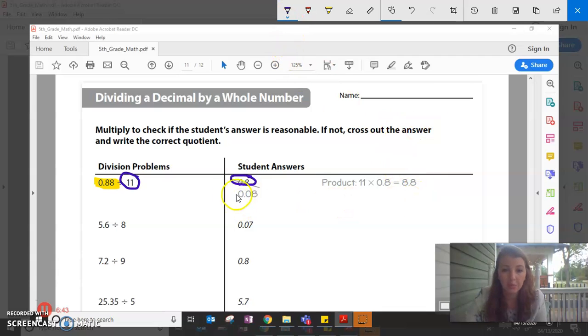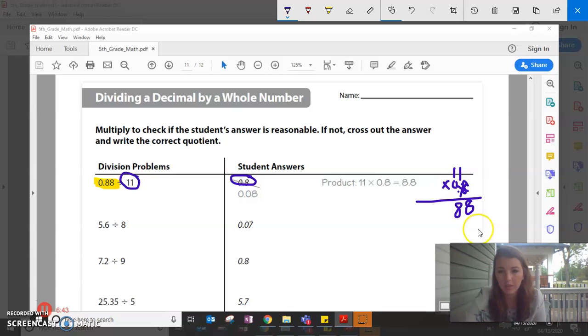So they noticed that the decimal place was off by 1 place. How did they know that the answer needed to be 8 hundredths then? Well, let's check. So if we did 11, I'm going to do what they did. 11 times 8 tenths. Ooh, it's hard to write on here. Okay. And I did 8 times 1 is 8. 8 times 1 is 8. Now I'm moving into my next place.